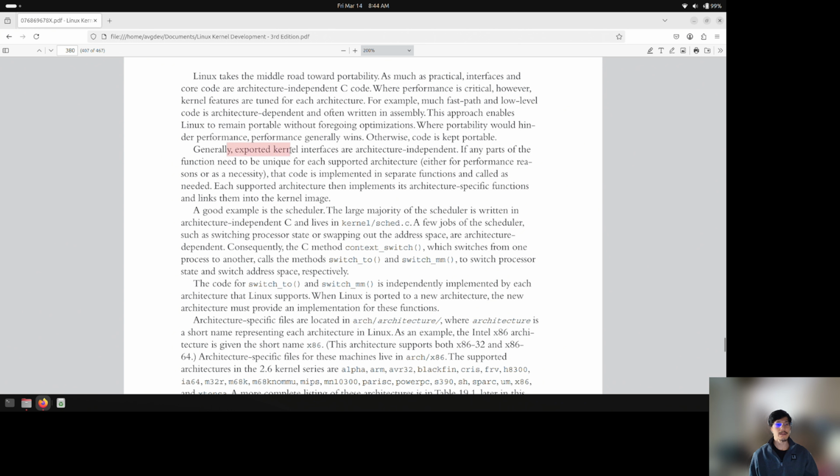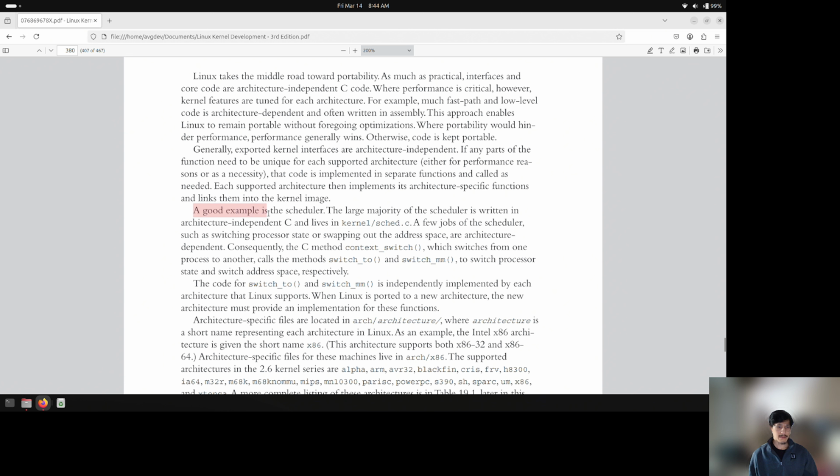Generally, exported kernel interfaces are architecture independent. If any parts of the function need to be unique for each supported architecture, either for performance reasons or as a necessity, that code is implemented in separate functions and called as needed. Each supported architecture then implements its architecture-specific functions and links them into the kernel image.